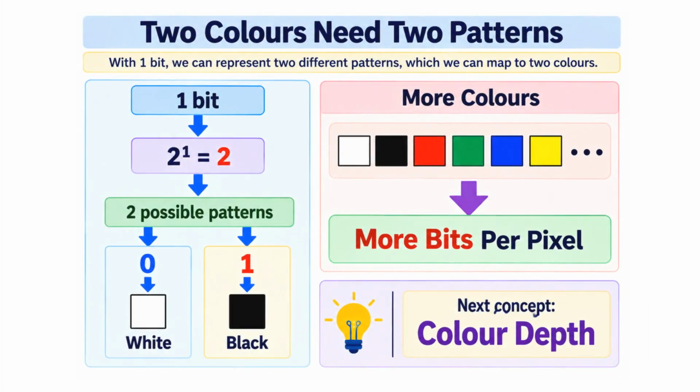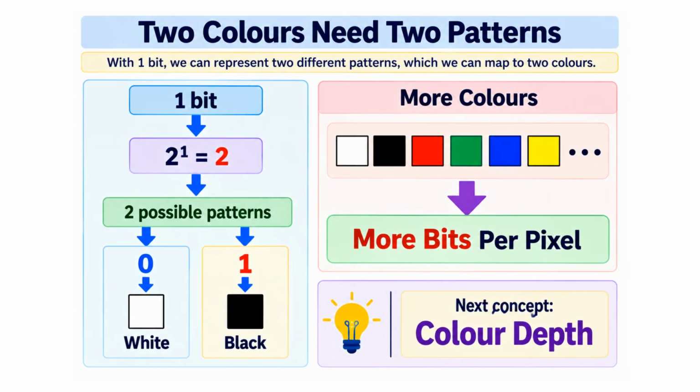With 1 bit, we have 2 possible binary values, 0 and 1. We can calculate this as 2 to the power of 1 equals 2 possible patterns. These 2 patterns can represent 2 different colors. For example, 0 can represent white, and 1 can represent black. So, 1 bit per pixel is enough when an image uses only 2 colors.